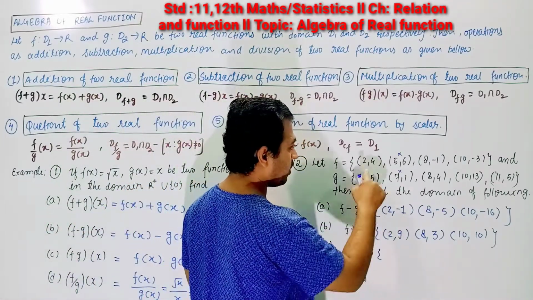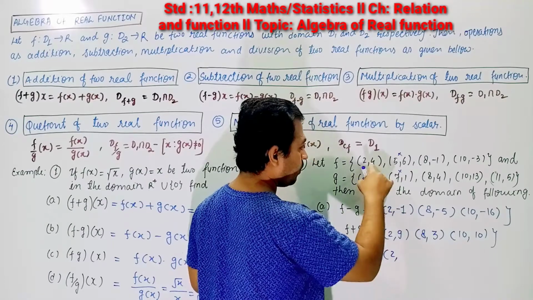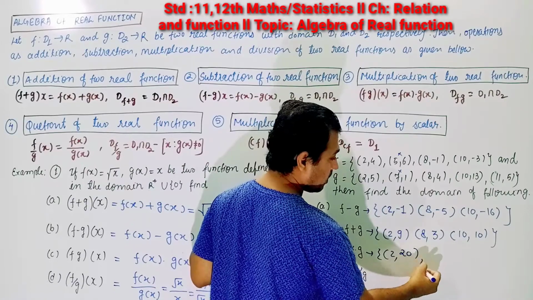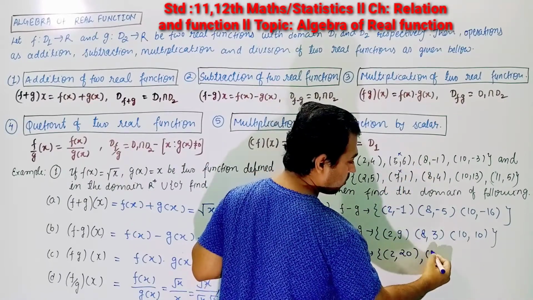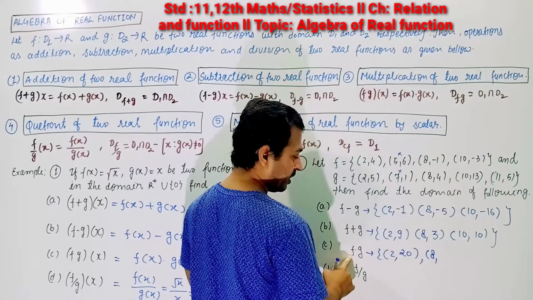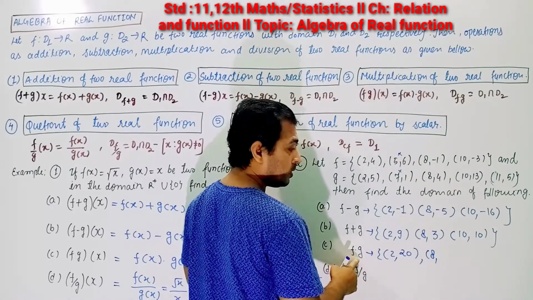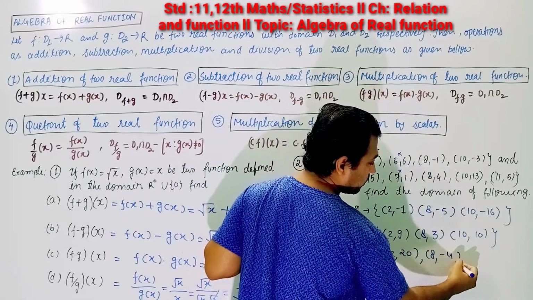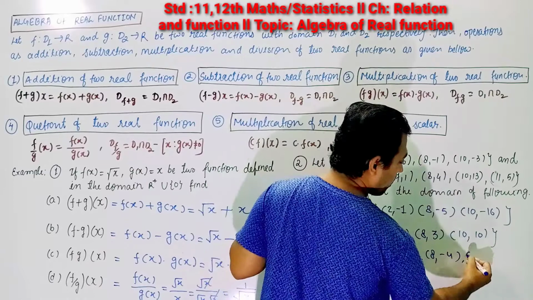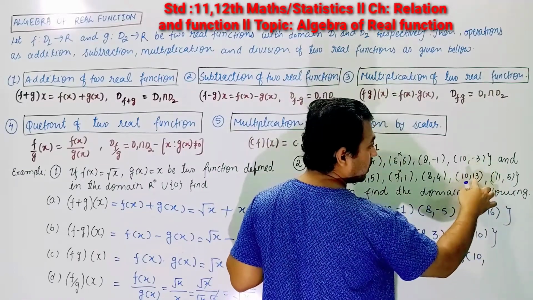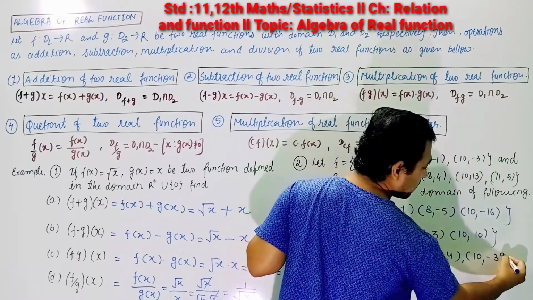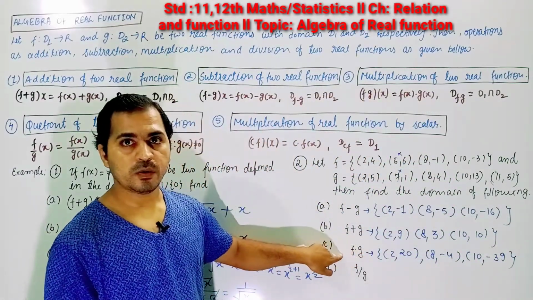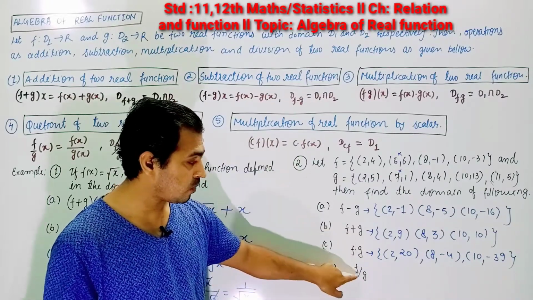Now f into g. First of all, write the common elements: 2, 4 into 5, 20. 8 is common, we are doing the multiplication: minus 1 into 4, minus 4. 10 is common: minus 3 into 13, minus 39. This is the domain of multiplication of two functions.